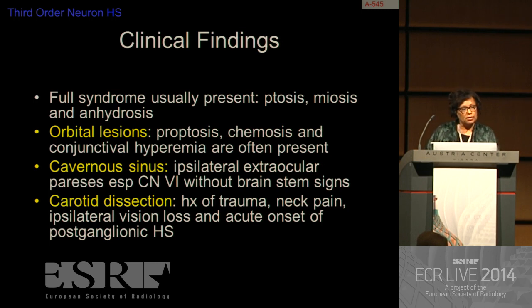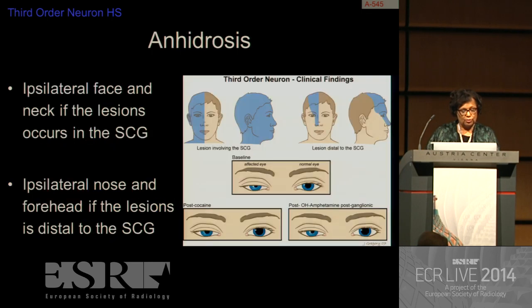The orbital lesions, sometimes these patients will have proptosis, chemosis, and conjunctival hyperemia. Those involving the cavernous sinus, if they're involving the sympathetics in that region, the patients may have ipsilateral extraocular paresis, and especially if the sixth nerve is involved without brainstem findings, you should think of the cavernous sinus. Carotid dissections: a history of trauma, neck pain, ipsilateral vision loss, and acute onset of post-ganglionic Horner syndrome.